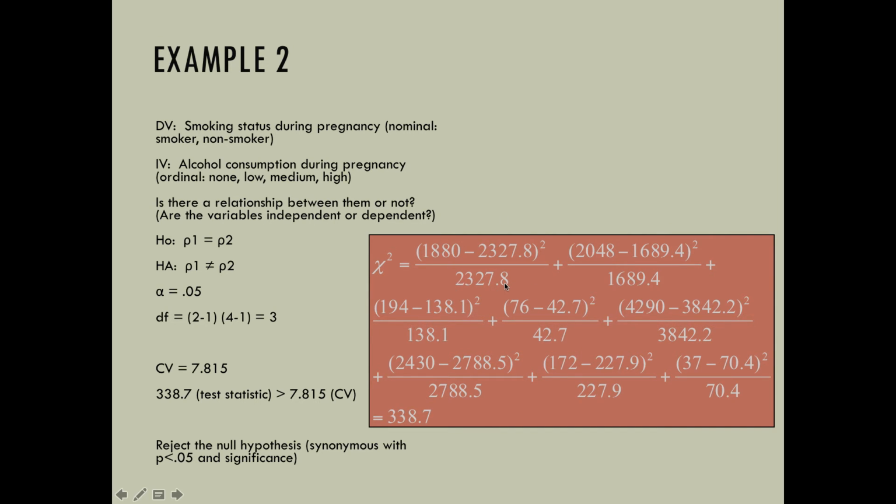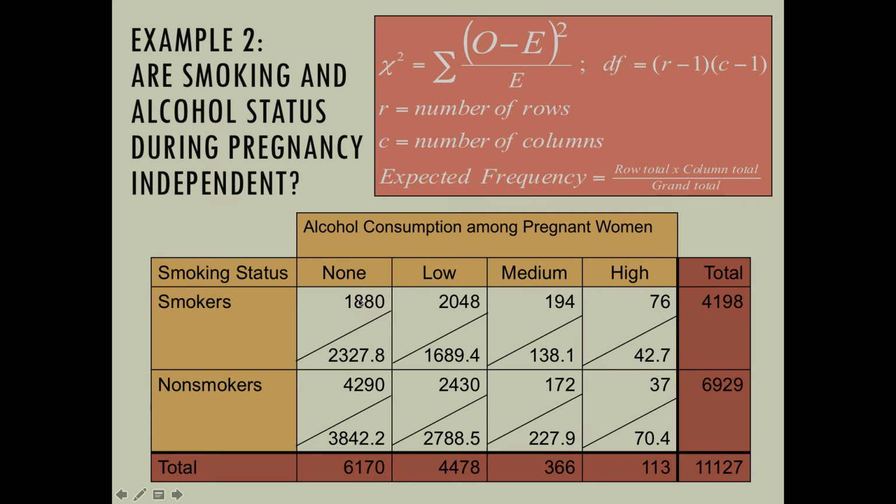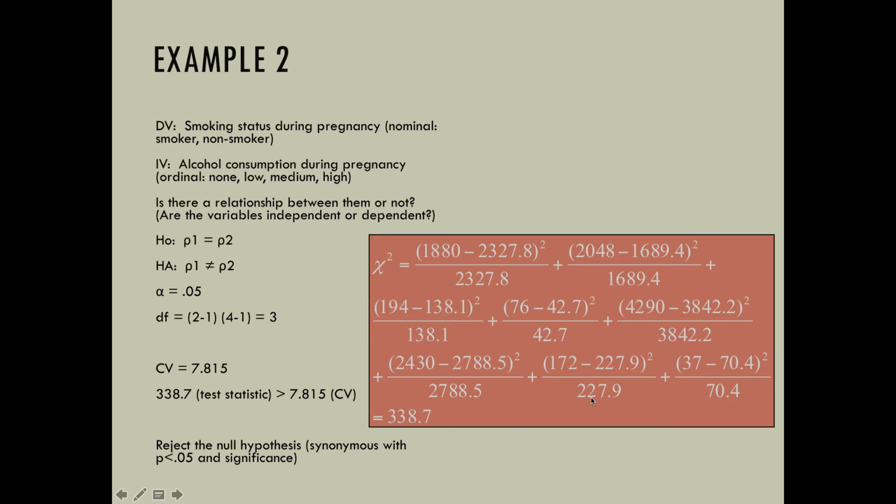So if you look at these and look at this box, you see that there's one calculation for this box, and there's another for this, and another for this, and another for this, and so on, so that there's 8 sets of information here. So this first 1, 2, 3, 4, 5, 6, 7, 8. And when you calculate all of those, and then you add them together, bam, you get 338.7.